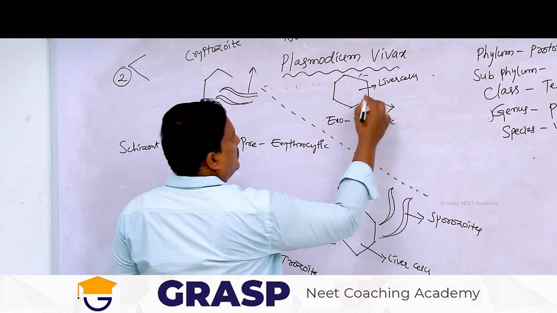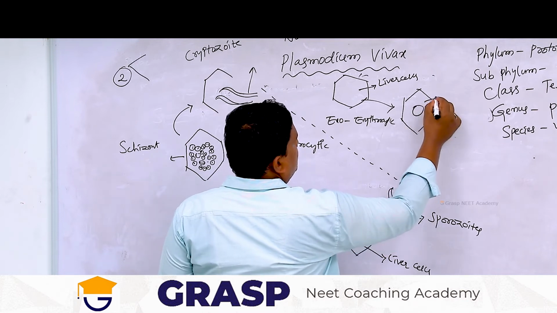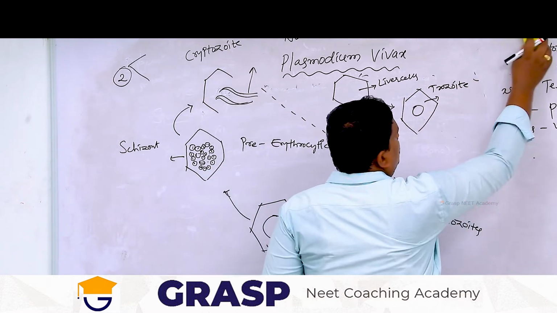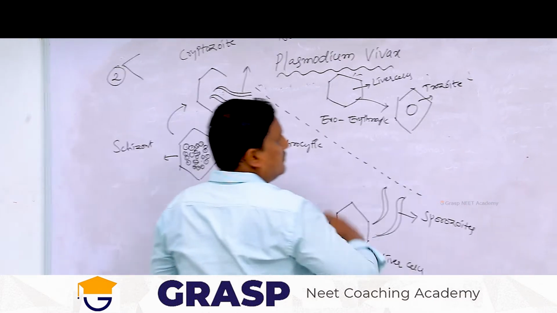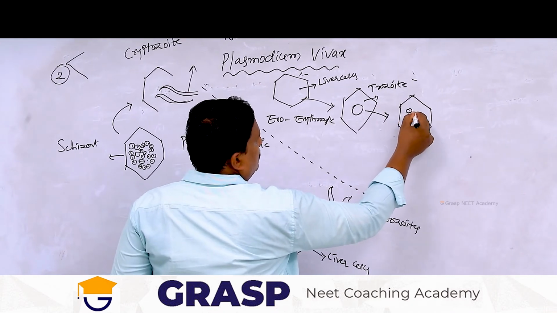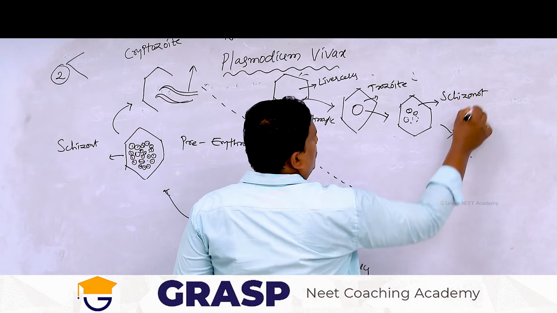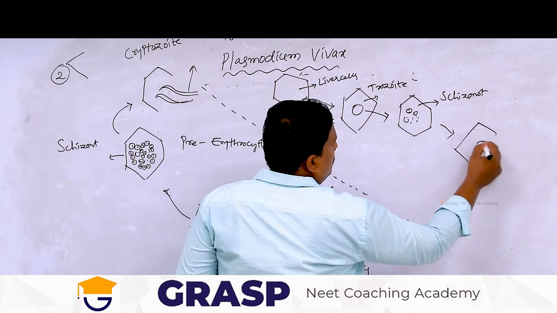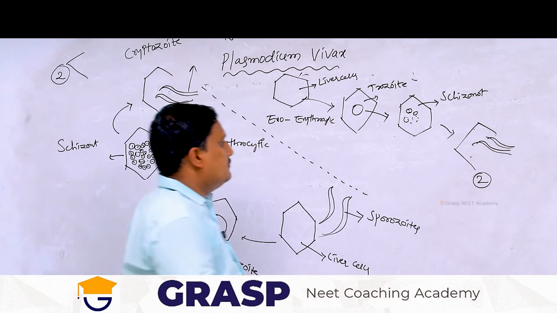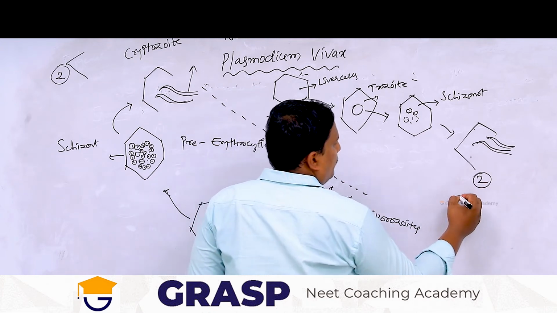First, the cryptozoites are modified into the trophozoite stage. Then later these trophozoites are modified as schizonts. When the liver cells rupture, they produce two kinds of second generation cryptozoites, also known as metacryptozoites.